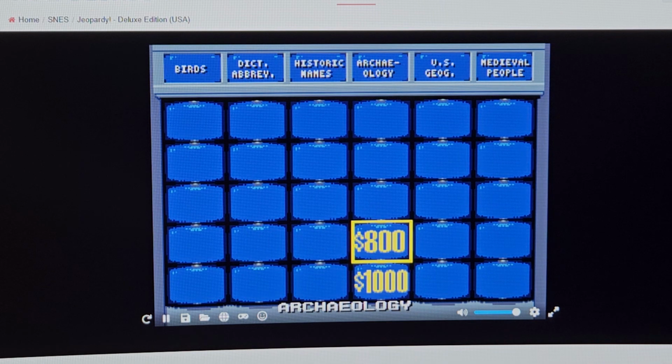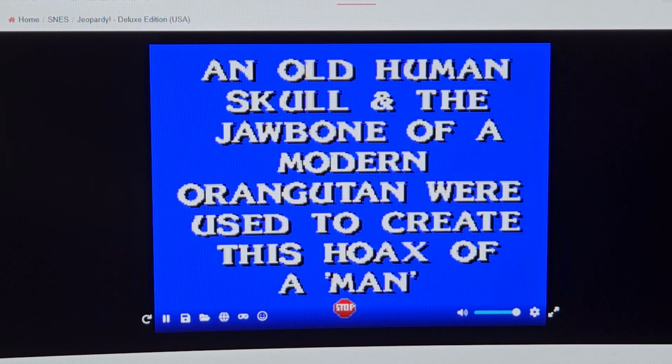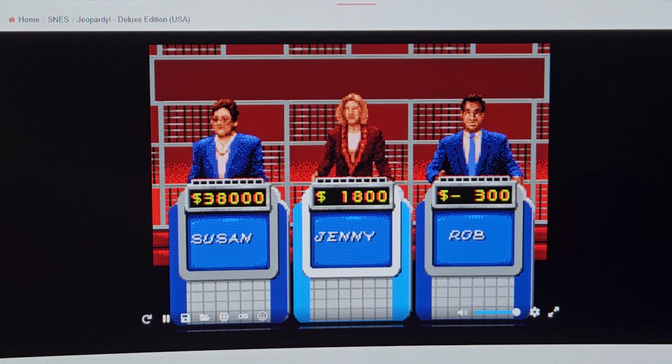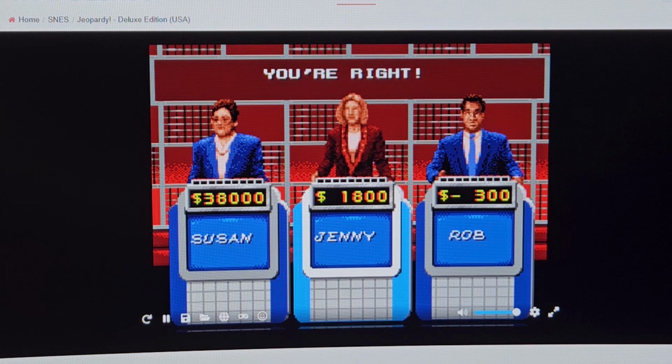Archaeology for 800. The answer is: an old human skull and the jawbone of a modern orangutan were used to create this hoax of a man. Jenny. Piltdown Man. Mm-hmm. Well, at least Susan and Jenny are going to be around for Final Jeopardy.